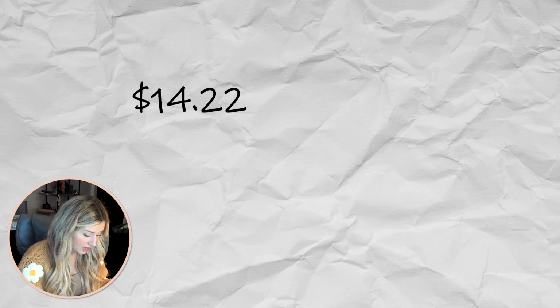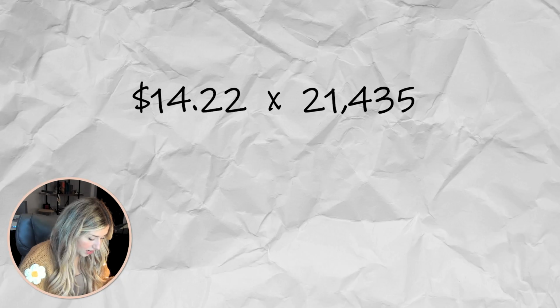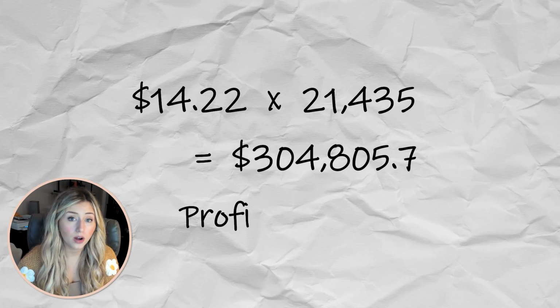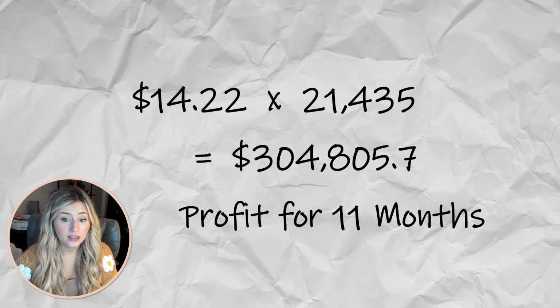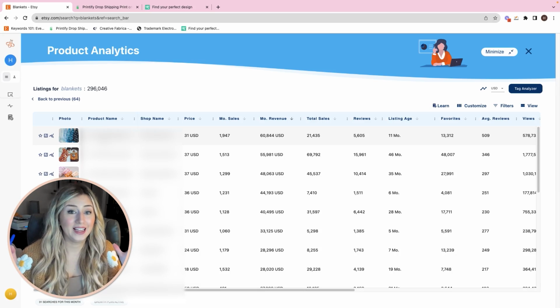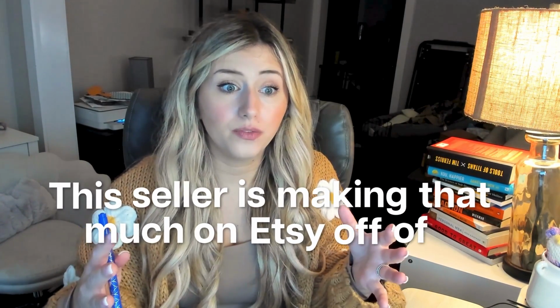If we take that and we multiply that by 21,435, that is $304,000 in profit that the seller has made in the past 11 months. How mind-blowing is it that this seller is making that much on Etsy off of one listing?